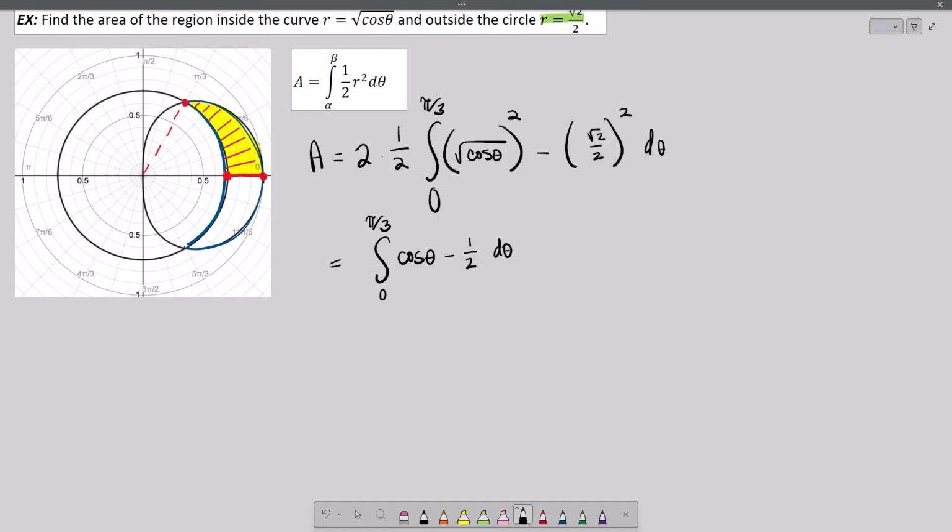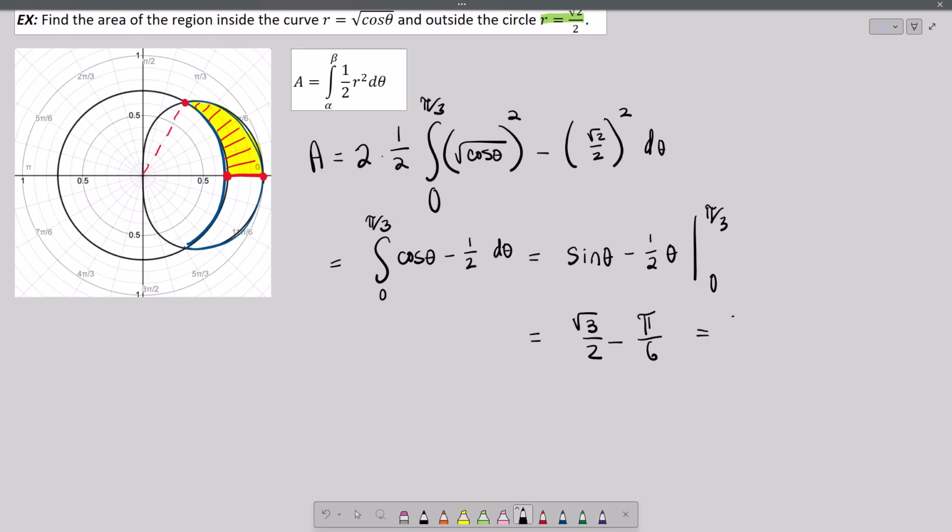When we integrate, the integral of cosine is sine, minus 1/2 theta, 0 to pi over 3. So sine of pi over 3, that's the vertical at pi over 3, which is going to be root 3 over 2, minus pi over 6. Plugging in the pi over 3 here gives pi over 6. And then if we plug in 0, we get nothing. So this is our final answer.